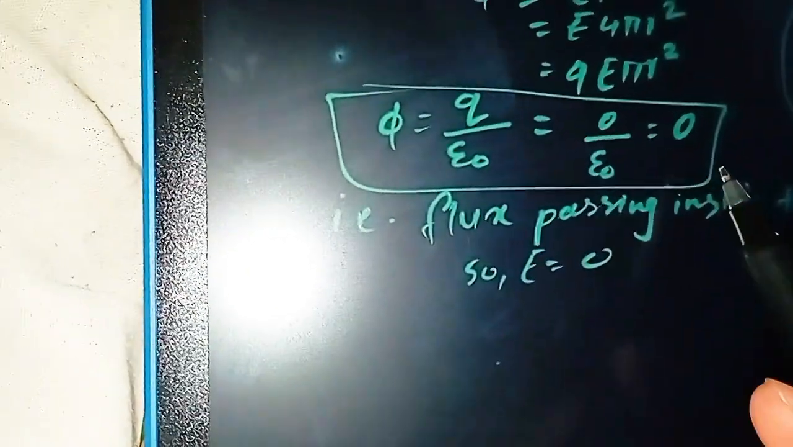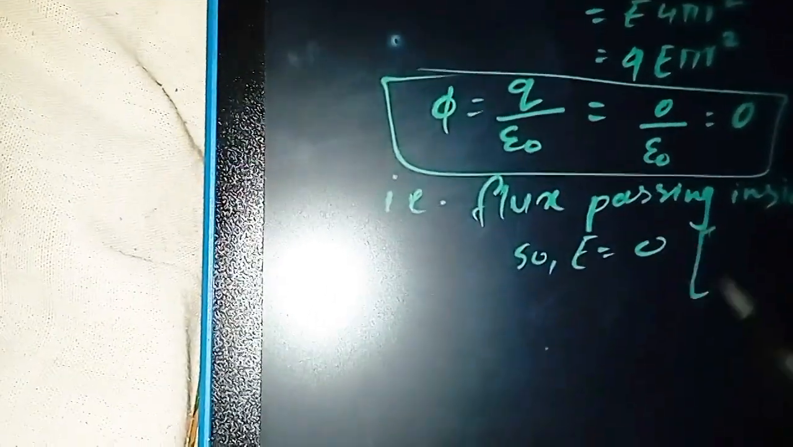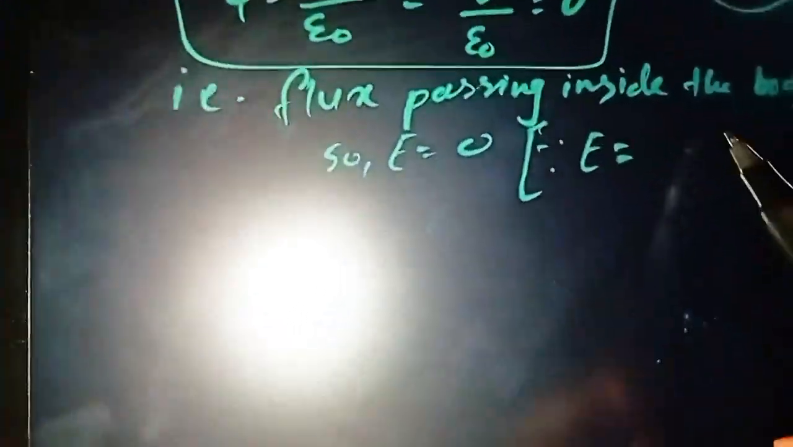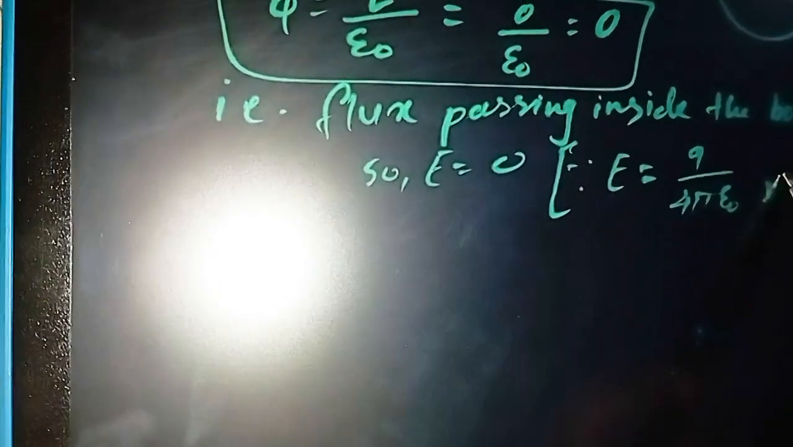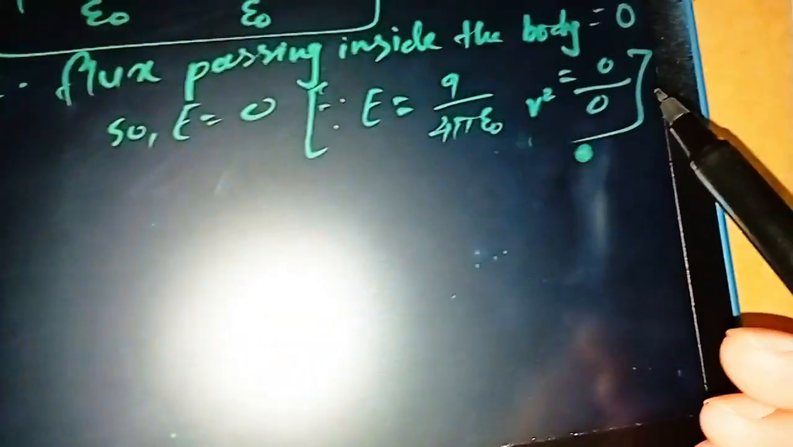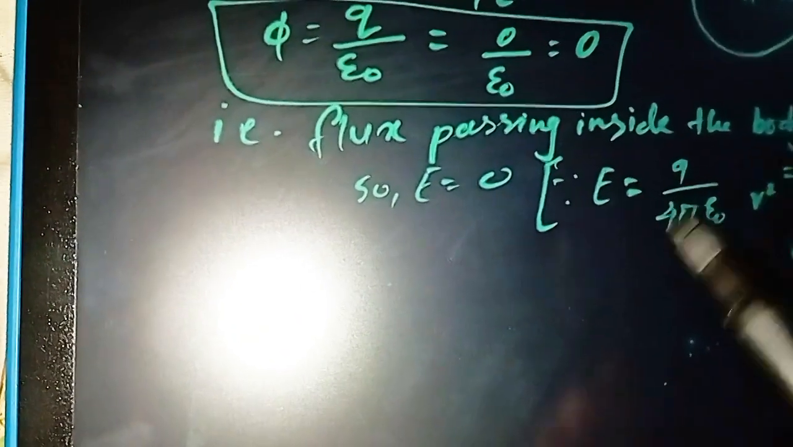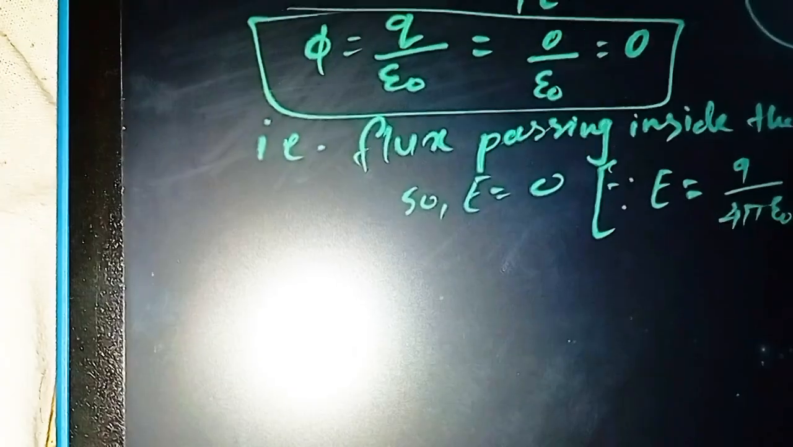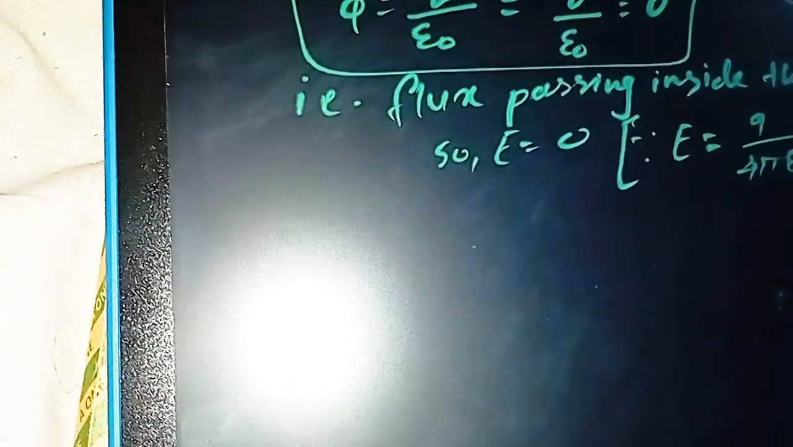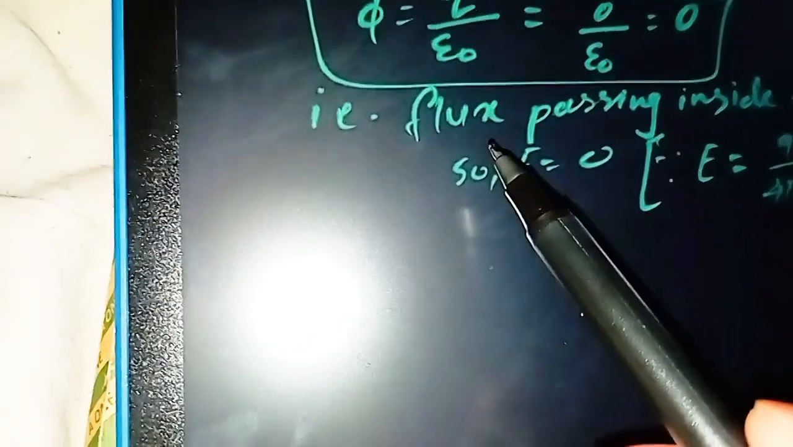When flux becomes 0, E also becomes 0, because E is equal to Q by 4 pi epsilon naught R square, and Q is 0, so everything is 0. Okay, charge is 0. And why is the charge 0? Because it is enclosed by the Gaussian surface. Means within the charged sphere, E is equal to 0.